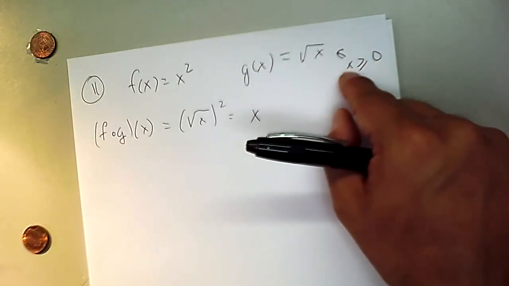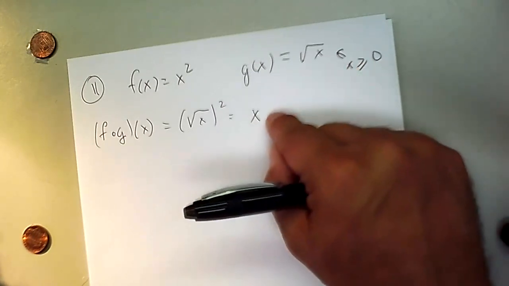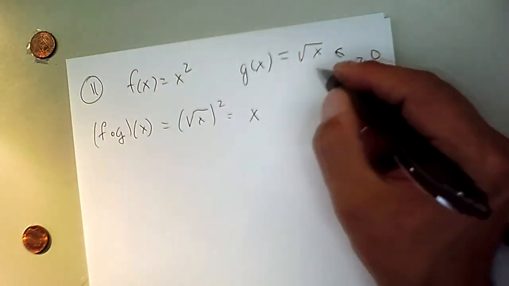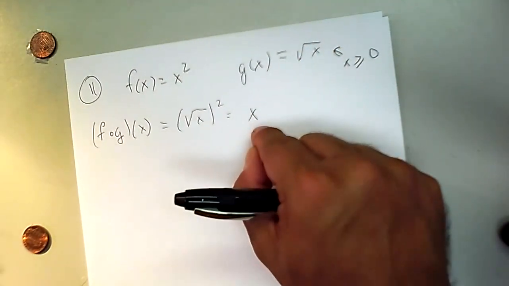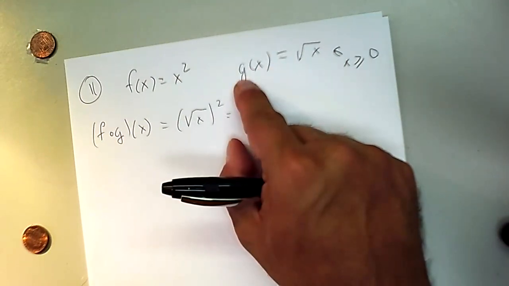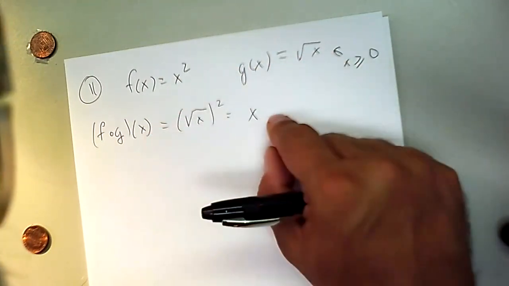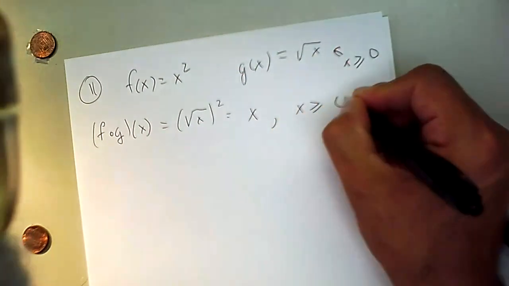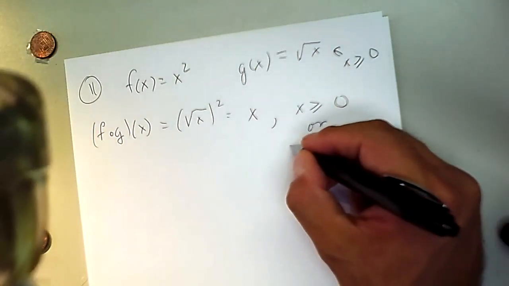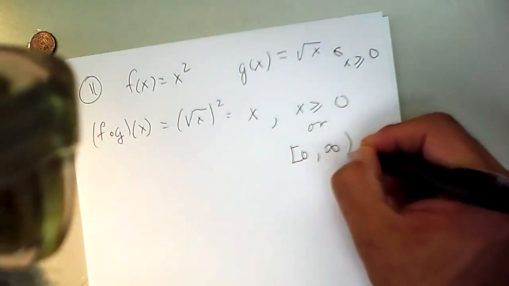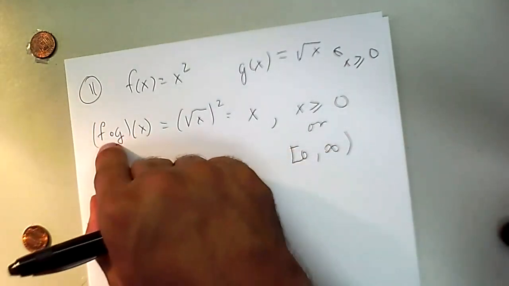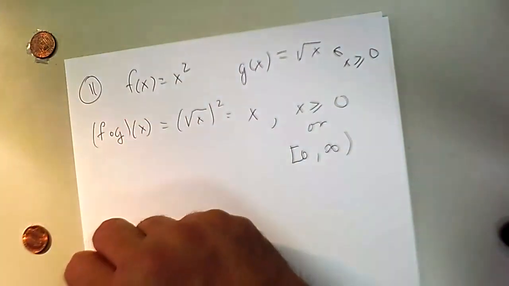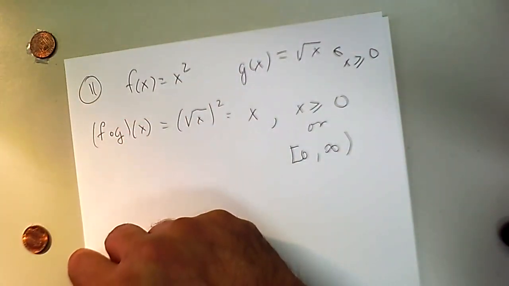Well, that domain stays with the composition. It does not change. It is inherited in the composition. The domain belongs to g, and that domain carries through. So in this case, x has to be greater than or equal to 0, or in interval notation, 0 to infinity. This is the domain of the composition of those two functions. Be very, very aware of that.